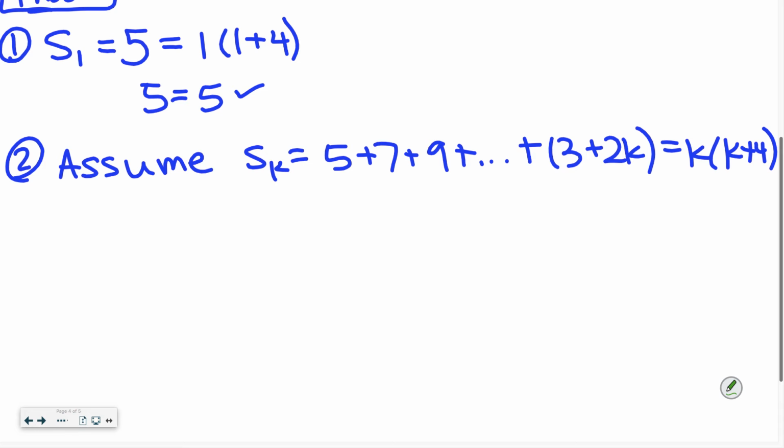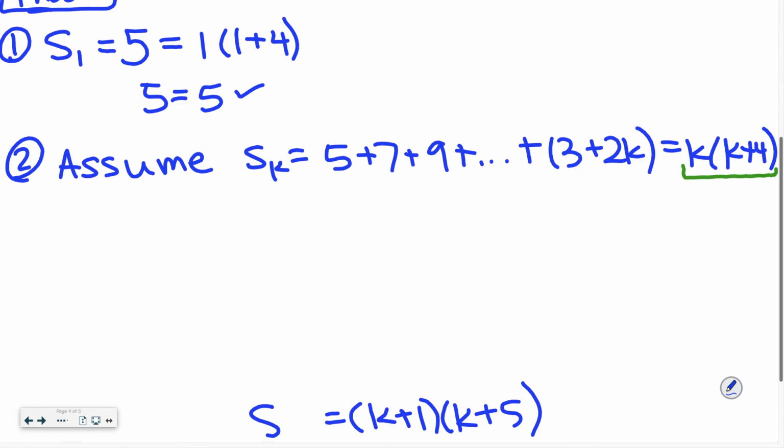Okay, this right here, let's think about it with k plus 1 plugged in. What would it be? K plus 1 times k plus 5. We are trying to get there with our k plus 1 sum. So I'm going to skip a few lines and write S sub k plus 1 equals k plus 1 times k plus 5.